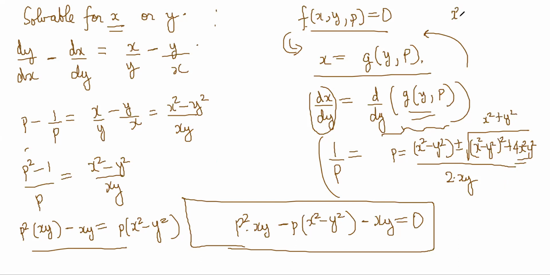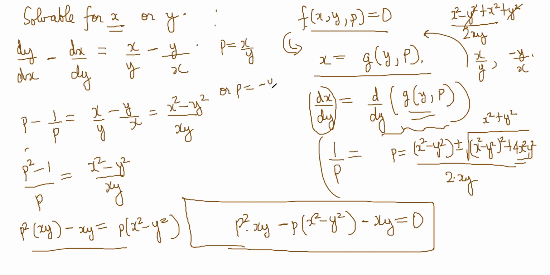So this becomes x square minus y square plus x square plus y square is one root divided by 2xy. So this becomes 2x square by 2xy. So the two cancel and we get x by y. And the other case is minus 2y square by 2xy, so minus y by x, right? Yes. These are the two roots. So p is equal to either x by y or p is equal to minus y by x, right?